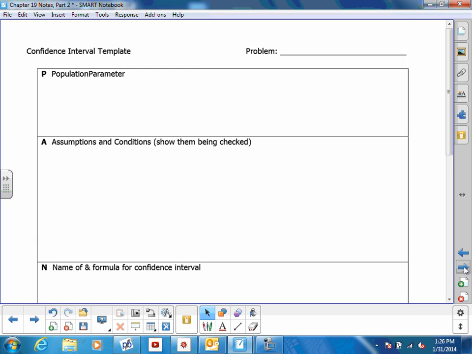Now, when we go over here to the back, we're going to look at an acronym. It's called the PANIC model, and that's how you make a confidence interval. It's a template to help you make sure that you include all the little details and all the little things that you're supposed to include, okay? So let's go through this problem, and it is called the Presidential Pete problem. So here we go.